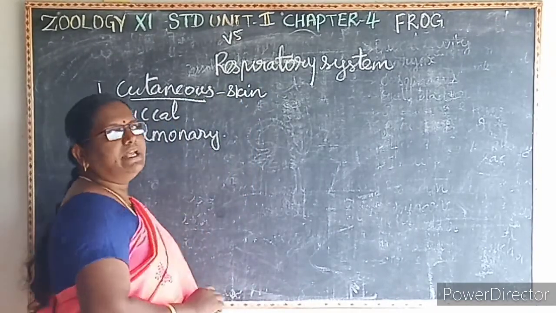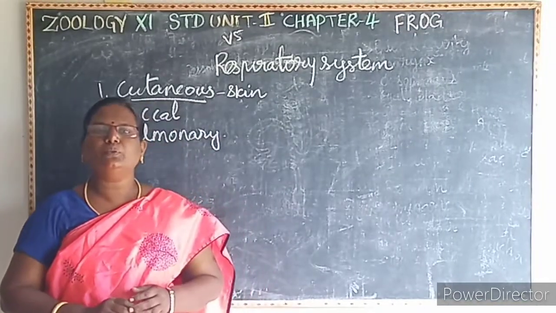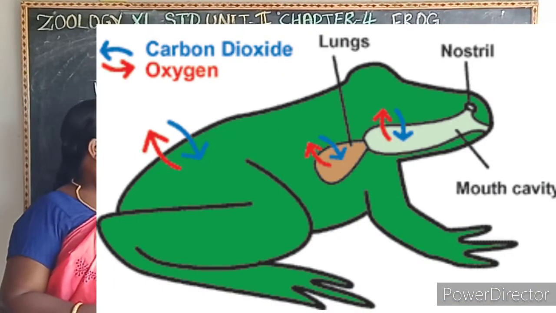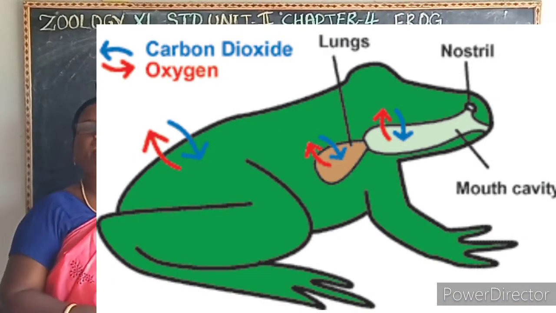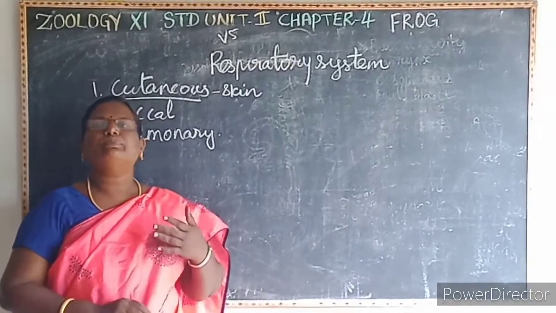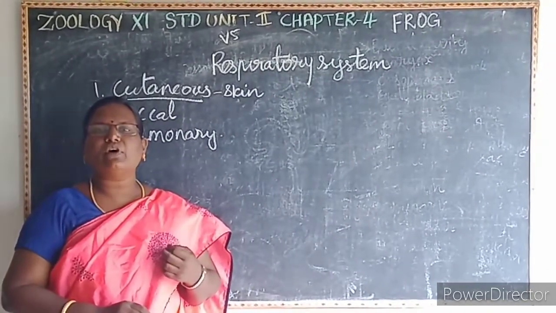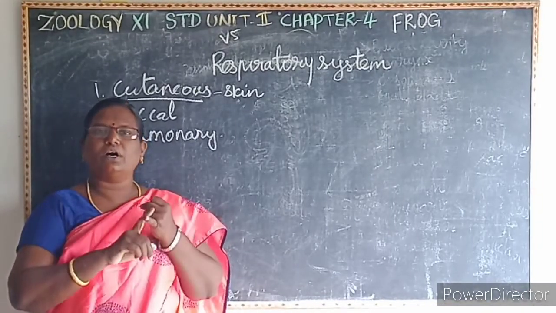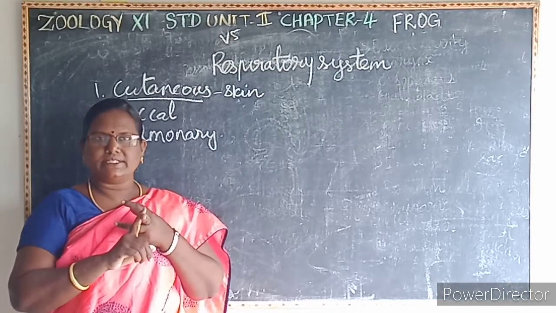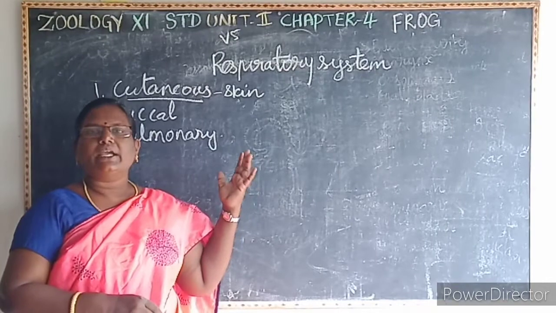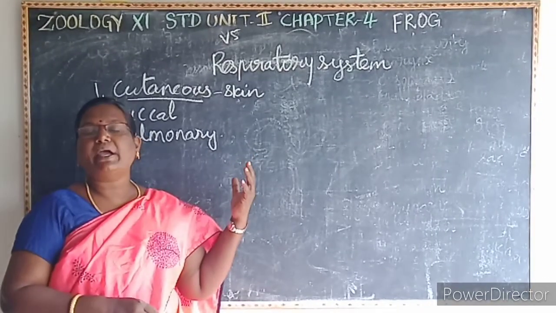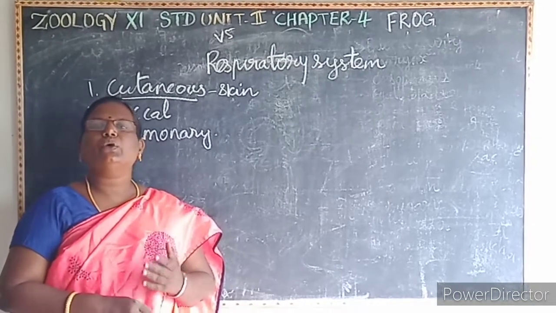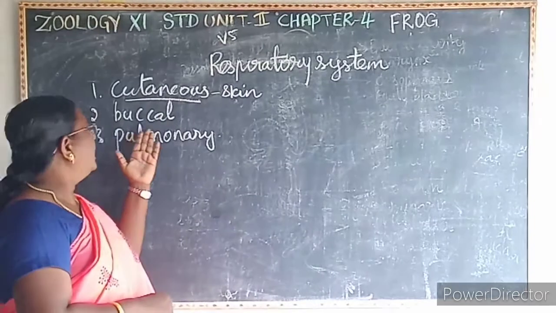Skin. When the animal is under water, the dissolved oxygen in water gets exchanged into the skin by diffusion, because the skin of the frog is soft, smooth and moist in nature. If the respiration takes place through the skin, that is known as what? Cutaneous respiration.